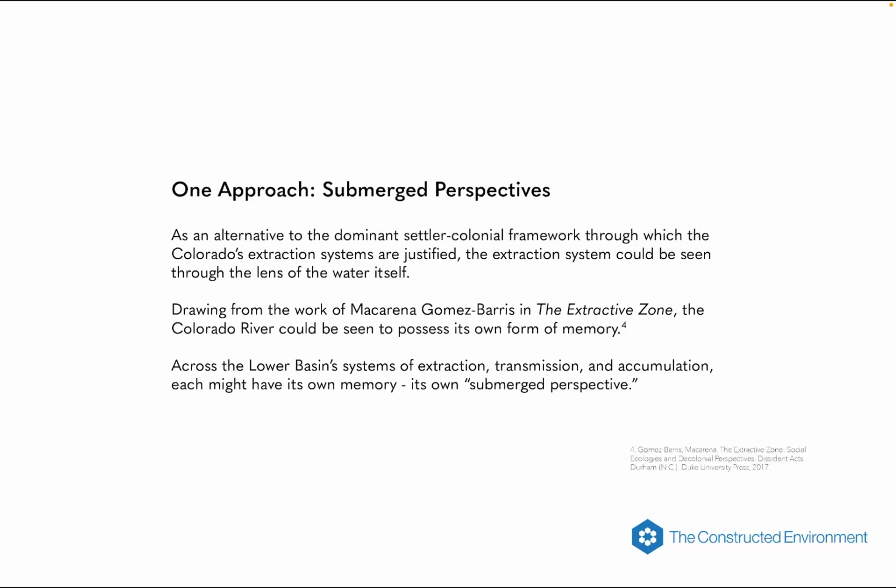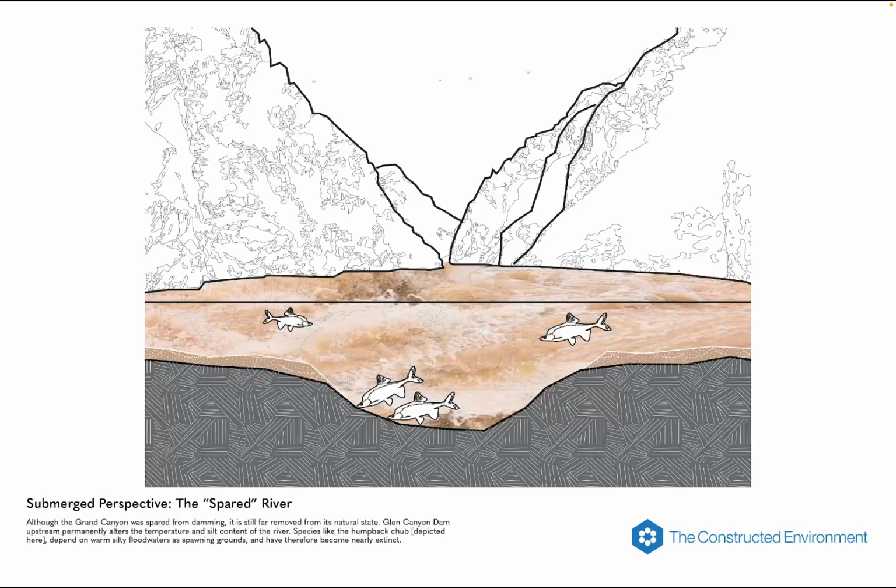As an alternative to the dominant settler colonial framework through which the Colorado's extraction systems have been justified, the extraction system could be seen through the lens of the water itself. Drawing from the work of Macarena Gómez-Barris in The Extractive Zone, the Colorado River could be seen to possess its own form of memory. Across the lower basin, systems of extraction, transmission, and accumulation might each have their own memory, their own submerged perspective. One such perspective might be the spared river, focusing on the Grand Canyon.